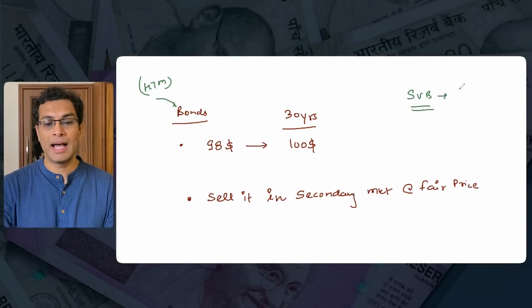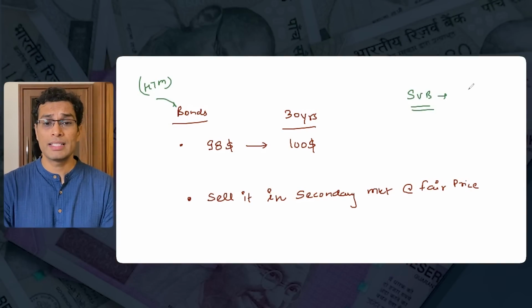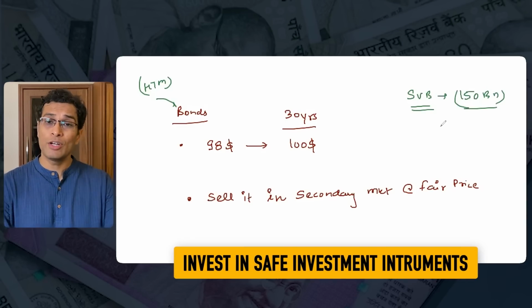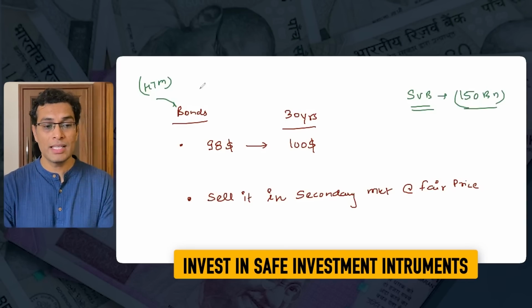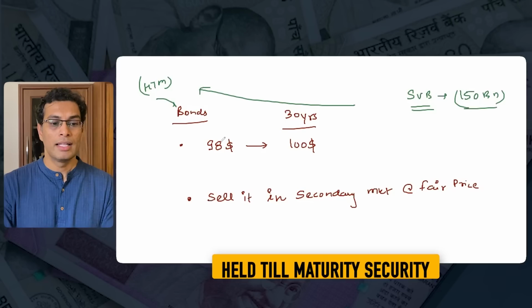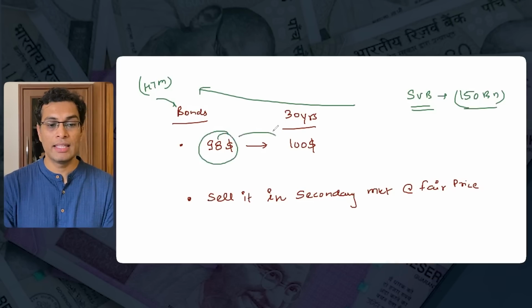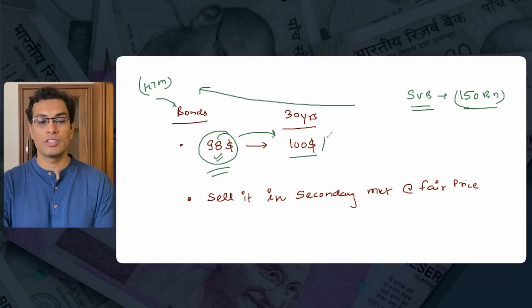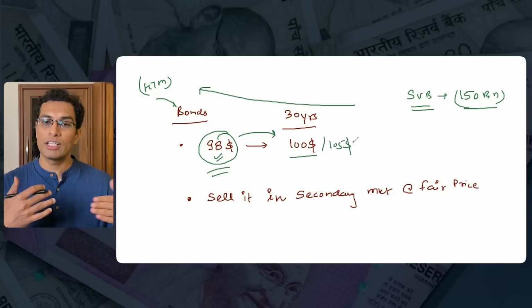Now, Silicon Valley Bank was getting a lot of deposits from its customers. For example, let's assume that it got $150 billion of customer deposits. What is it going to do with that? It would typically put it in safe investment instruments like held till maturity securities. The way these securities work is that they are bought at a discount and then they mature at the face value. For example, the bank will buy these securities at $98, and after 30 years, they might mature at $100 or $105 depending on whatever the contract says.